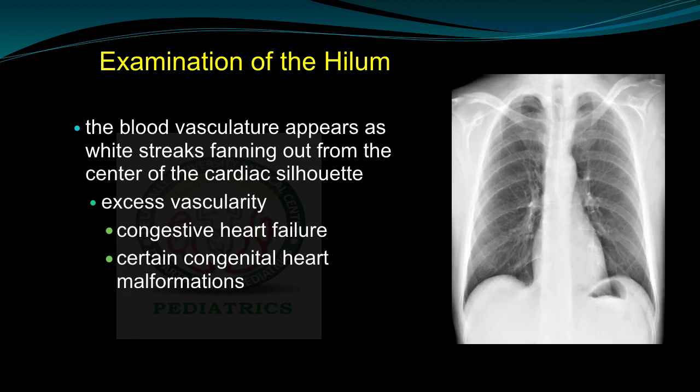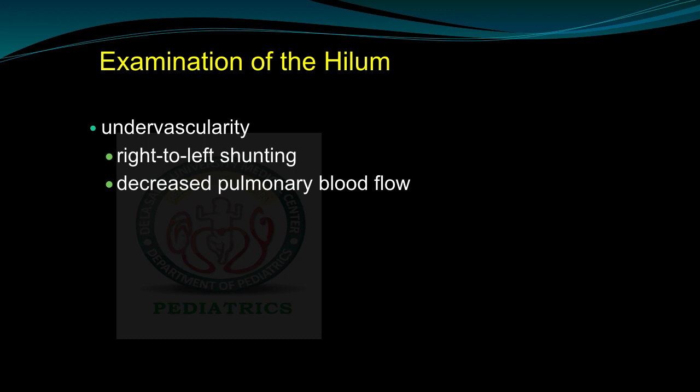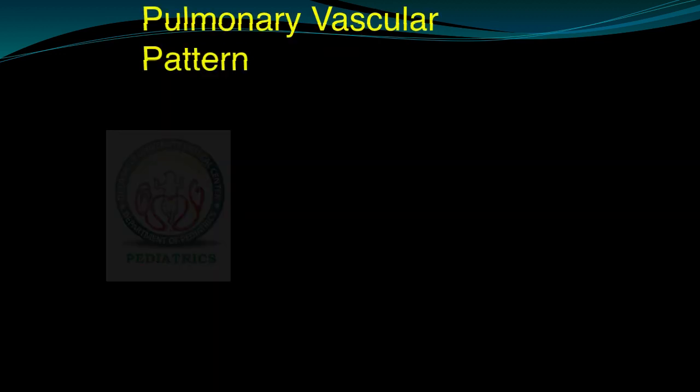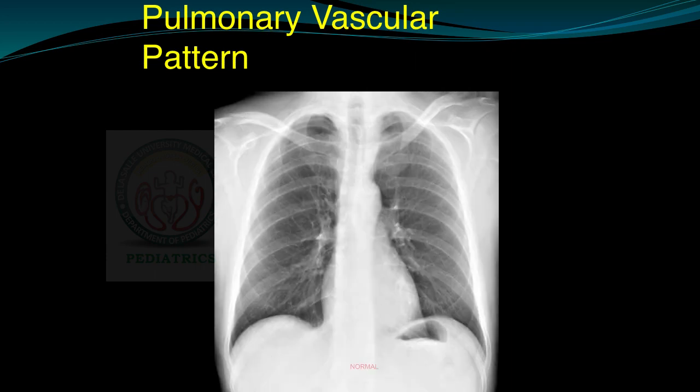Then you have undervascularity, which could be secondary to right to left shunting, meaning there is blood flow from the right to the left side of the heart bypassing the lungs, leading to less blood flow into the lungs and also decreased pulmonary blood flow. Now this chest x-ray shows you a normal pulmonary vascular pattern.